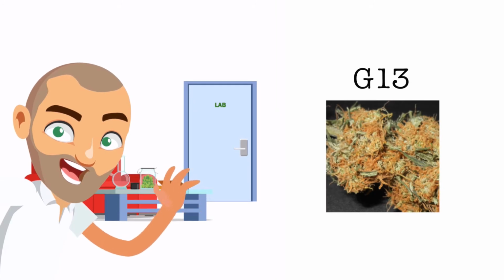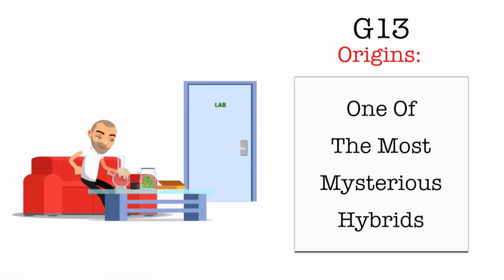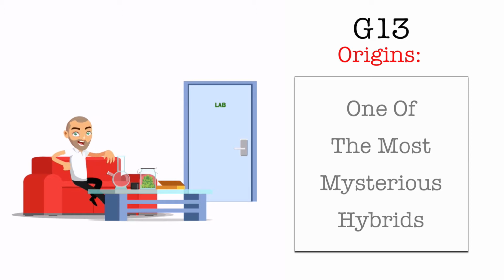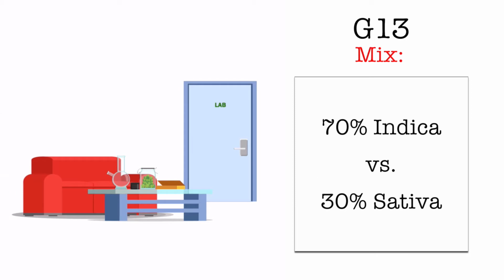Hi, let's talk about the G13 strain. G13 is one of the most mysterious hybrids out there. Its heritage is completely unknown, but its ratio is 70% indica and 30% sativa.